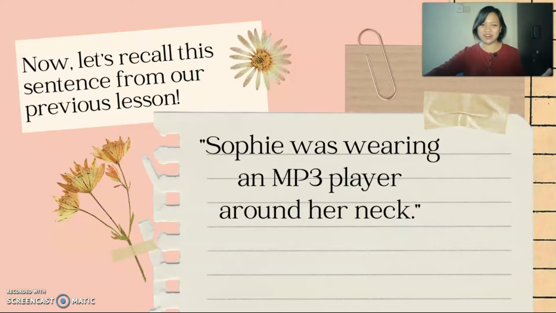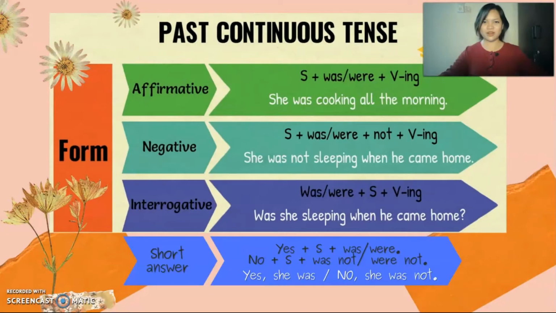Okay, so now let's recall this sentence from our previous lesson. Sophie was wearing an MP3 player around her neck. So we know that this story is happening in the past, right? And past continuous is referring to something that is in progress in the past, something that is continuously happening in the past. Okay, past continuous tense refers to actions in the past which happen continuously.